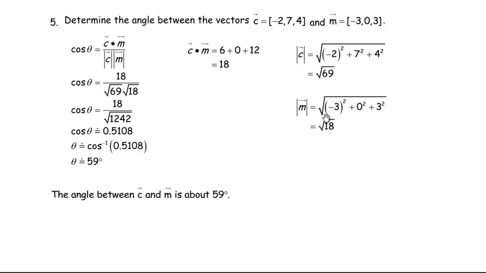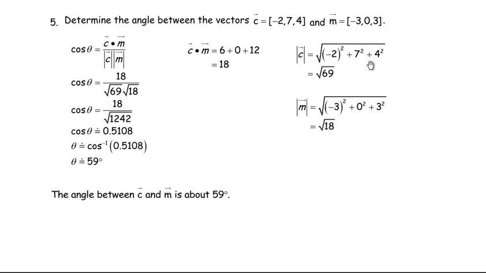Question number 5. Determine the angle between the vectors C and M. And so we're going to use the dot product, the rearranged dot product, to find that. So cos theta is the dot product divided by the product of the two magnitudes. So we need the dot product of C and M. So -2 times -3 is 6. 7 times 0 is 0. And 4 times 3 is 12. 6 and 12 add 18. So that's my dot product in the numerator here.